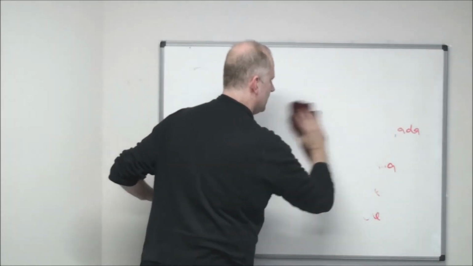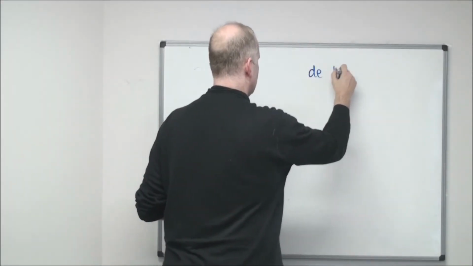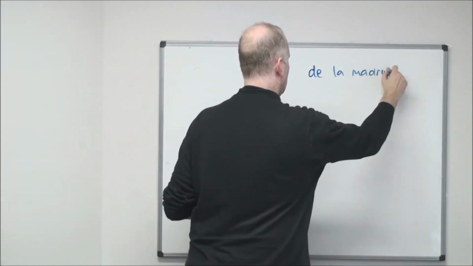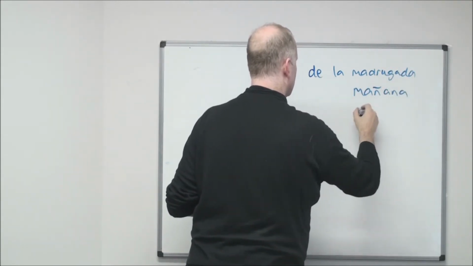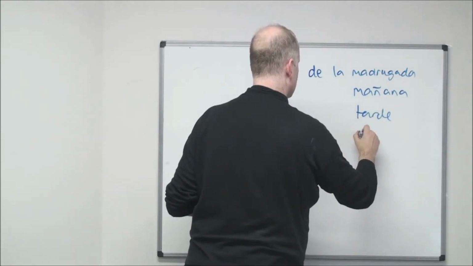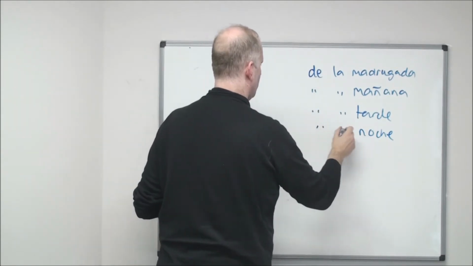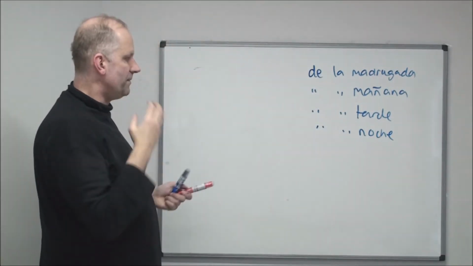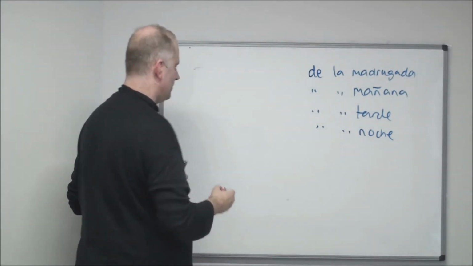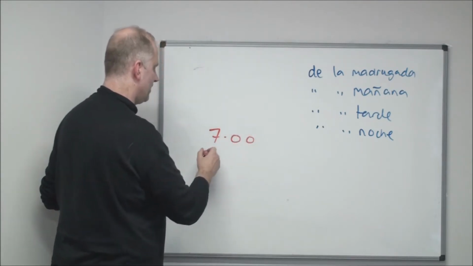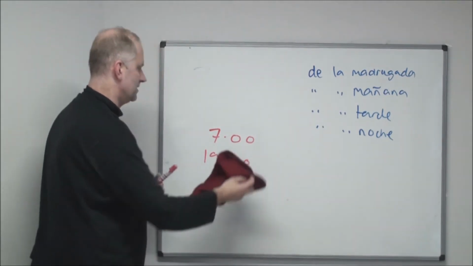I'll write those again, so I just put de la madrugada, de la mañana, de la tarde, de la noche. Okay, so I'm going to write the time in sort of 24-hour clock. So if I'm writing 7 a.m., I'll write it like this, and if I'm writing 7 p.m., it'll be that. Well, what I'll probably do is just keep it simple, just write AM, PM.